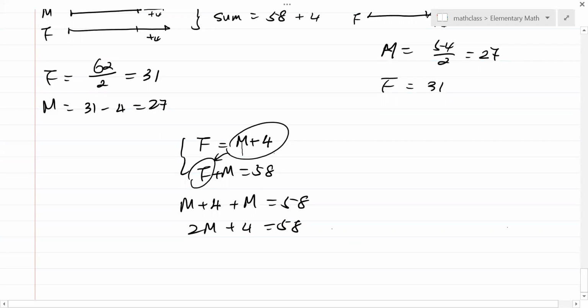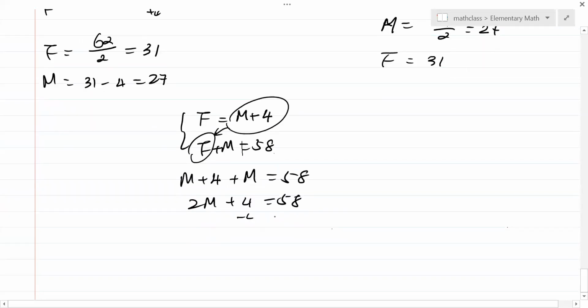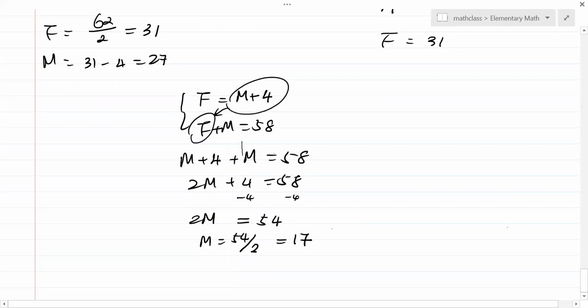How do you solve this equation? You subtract the 4 from both sides. You get 2m equals 54, since 58 minus 4 is 54. Then you divide by 2. You get 27. So you get mother's age. Then you get father's age, because mother's age is 27, plus 4, that's going to be 31. That was 10 years ago. No matter which way you do it, you get mother's age and father's age 10 years ago.